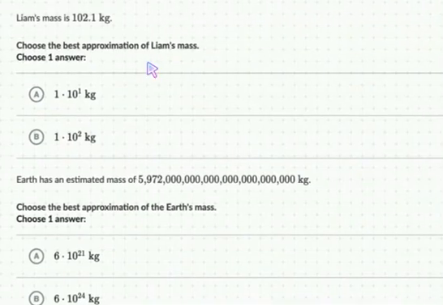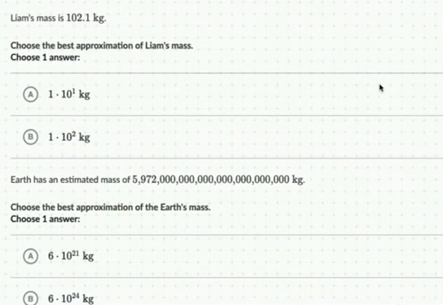All right, so we have Liam's number, 102.1. We can round it. We can either keep it at 100 or we could round it up to 200. Which one do we think is better? If you said 100, you are correct. It's not quite big enough to round up to 200. So we're keeping it at 100 because we were looking at the 0 here. 0 was 4 or less, so we're going to let it rest. So we're going to approximate at 100 kilograms.